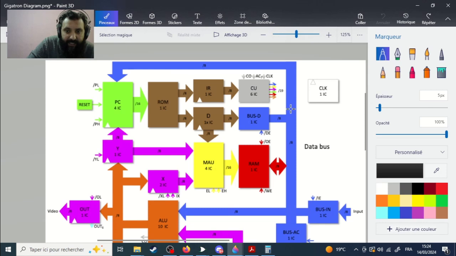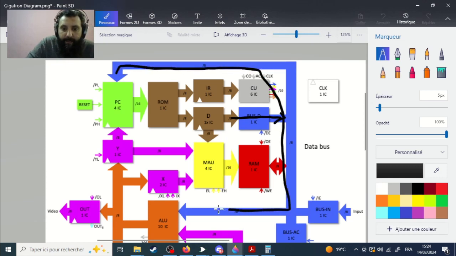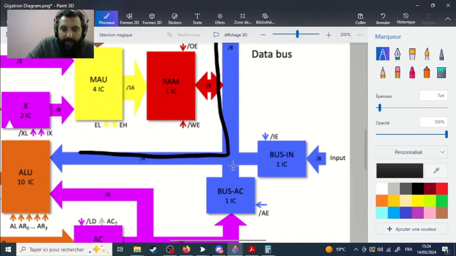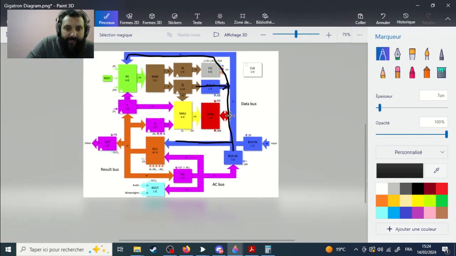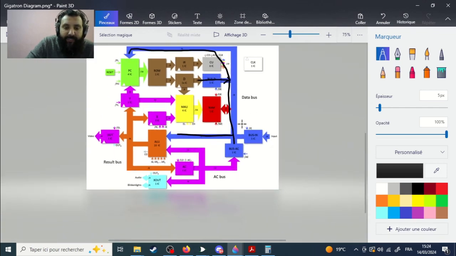The data is here and can be used in two different ways. The first way is being used directly inside this bus. This bus is called the B bus. Why is it called the B bus? Because it is the input B of the ALU.